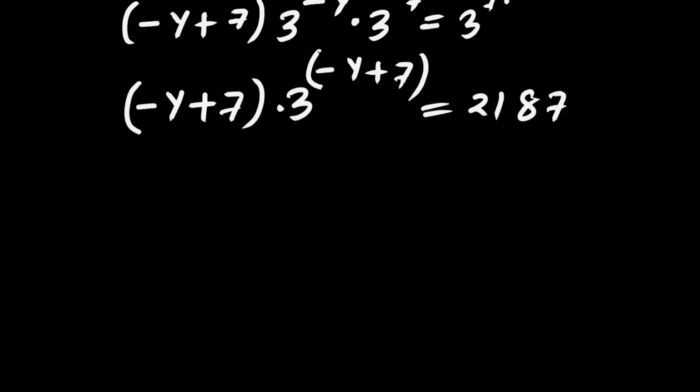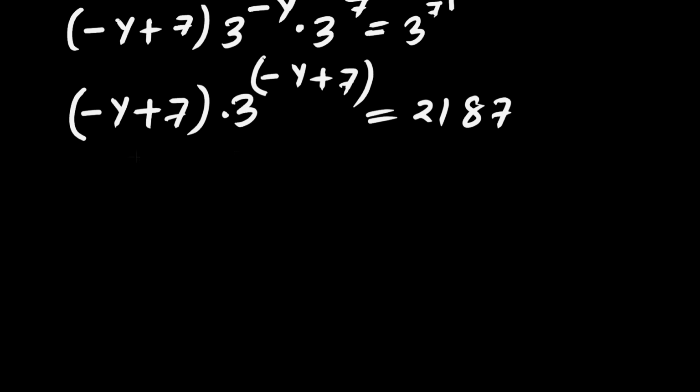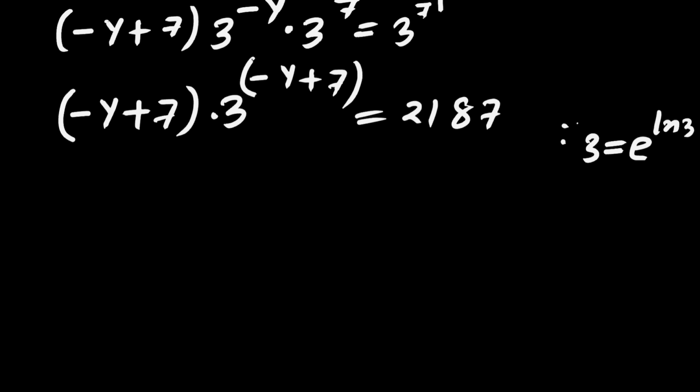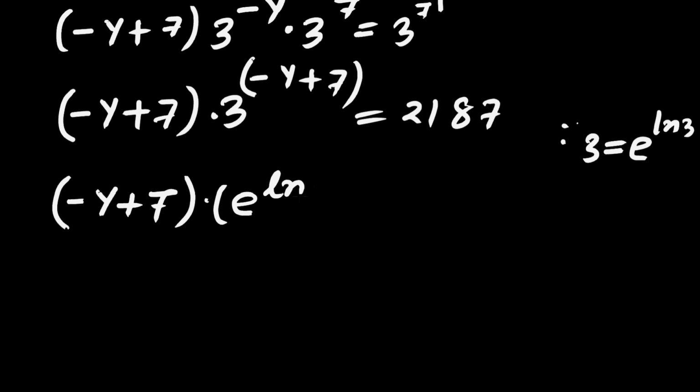The only issue is that the base is 3. For Lambert W, we want a base of e, but that's easy to fix. Remember that 3 can be written as e to the power natural logarithm of 3. So let's replace every 3 with e to the power natural logarithm of 3. The equation becomes (minus y plus 7) times (e to the power natural logarithm of 3) raised to the power (minus y plus 7) equals 2,187.